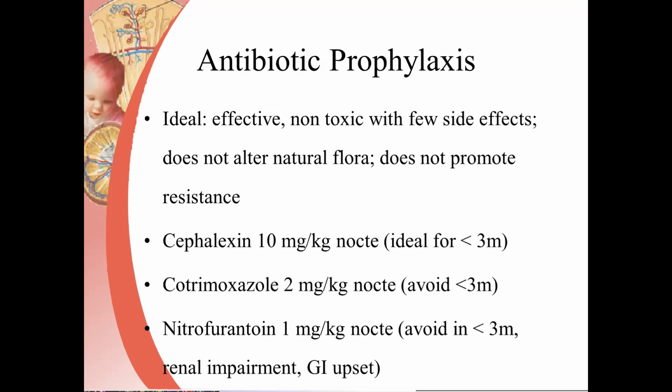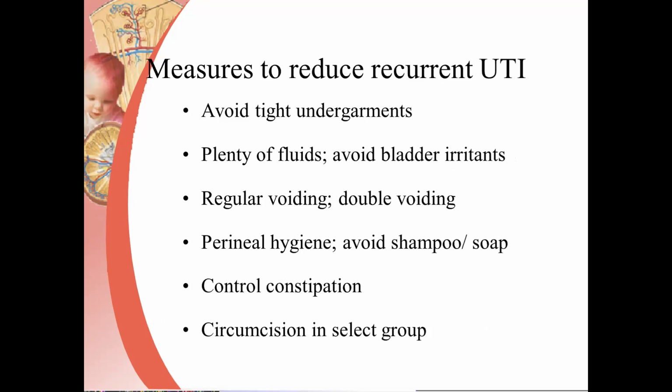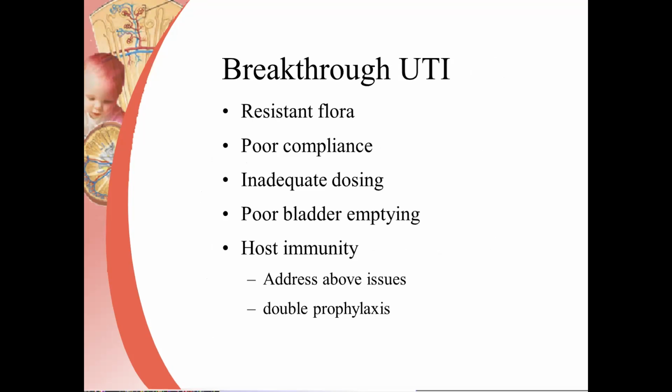Then it can be cotrimoxazole 2 milligram per kilogram. Then nitrofurantoin 1 milligram per kilogram. So these are all some of the antibiotics commonly used. Now some of the measures to reduce recurrent urinary tract infections are to avoid tight undergarments, drink plenty of fluids, avoid bladder irritants in the form of coffee or blackcurrant, regular voiding, timed voiding, double voiding, perineal hygiene, controlling of the constipation, and circumcision in male children.